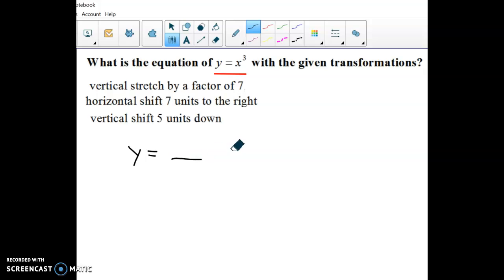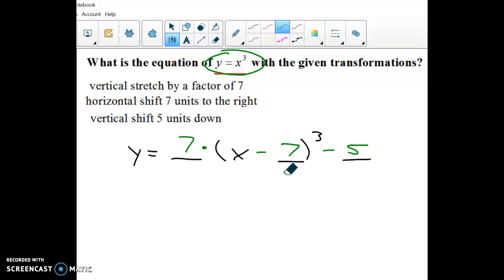Okay, so the way I do this is I kind of just fill in, there could be an A number, there could be an H, and there could be a K. So I just kind of fill in these blanks. So here, a stretch of 7 is a multiply with 7. 7 units right goes inside of here, opposite of what we think. So right would be -7, and down 5 would just be a -5 in the back. So just fill in the different parts, and you've got your equation. It doesn't really matter what the parent is, right? It's the same A, H, and K values all the time.